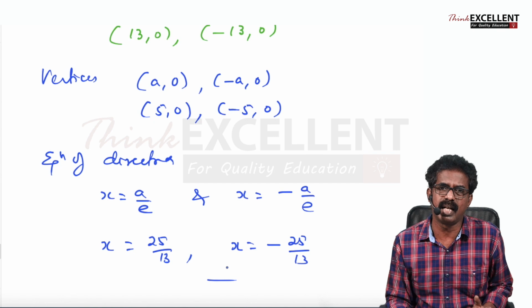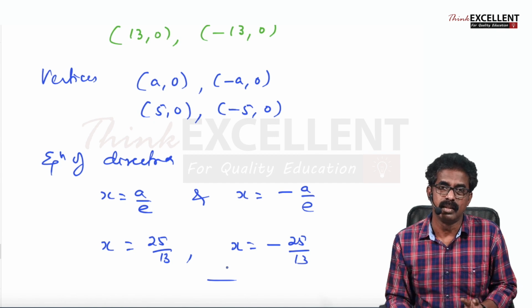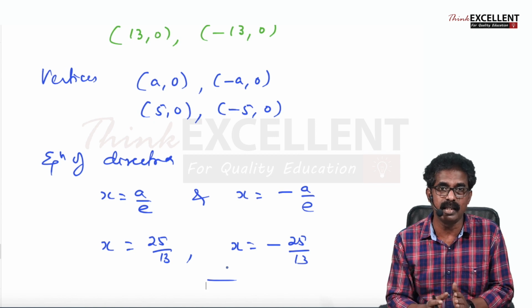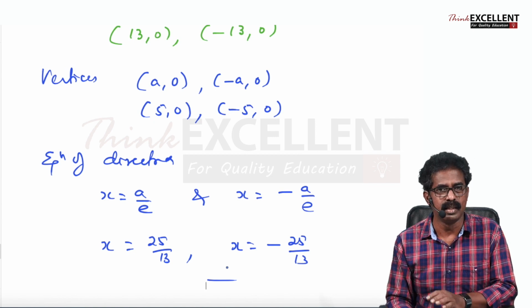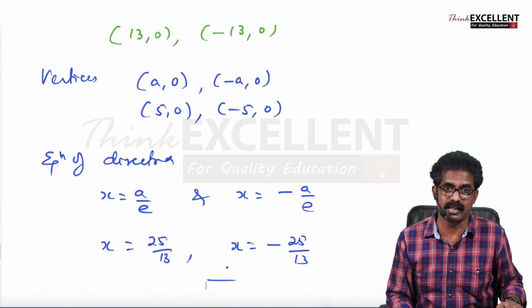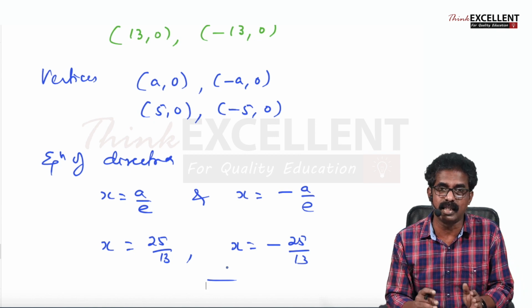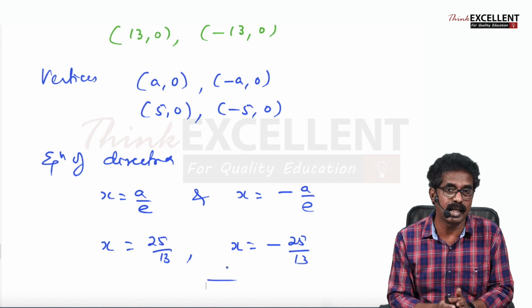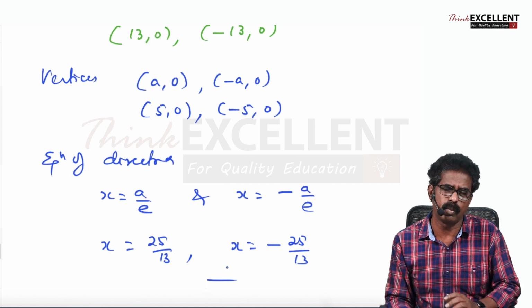If they ask length of the latus rectum, 2b square by a. Then equation of latus rectum, if they ask, x equal to ae, x equal to minus ae. Then equation of transverse axis, here it is x-axis, so you say y equal to 0. Equation of conjugate axis, it's y-axis, so x equal to 0. Whatever they ask, you can find.